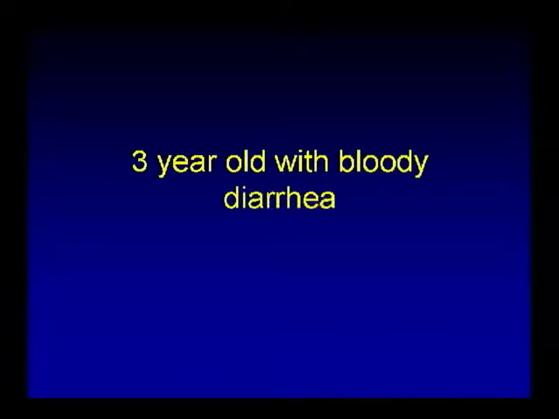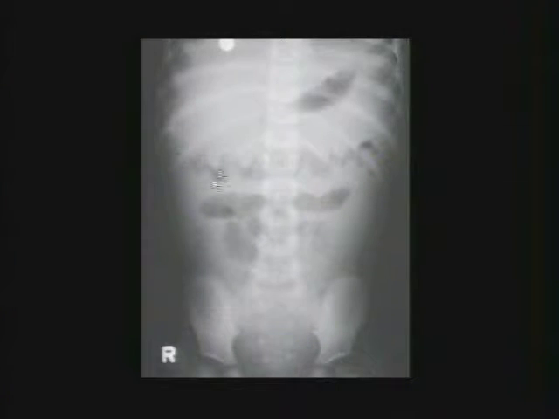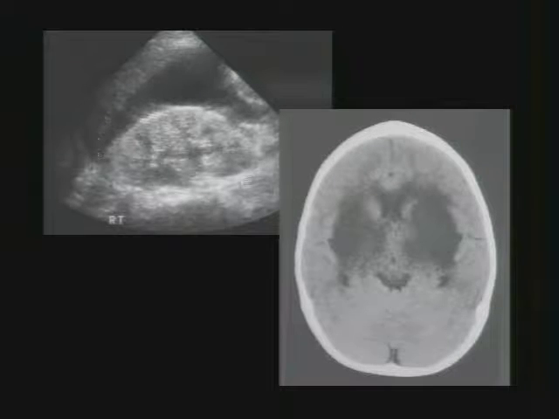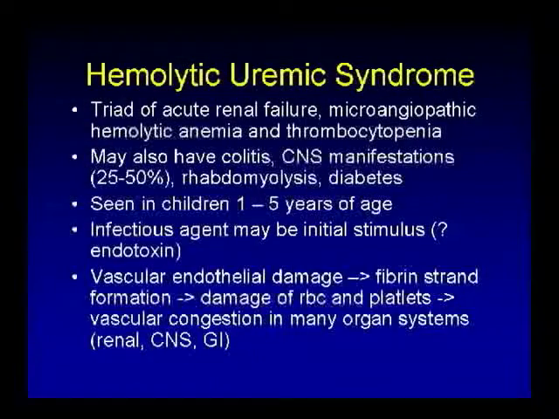Next case is a 3-year-old with bloody diarrhea, and you can see a beautiful example of thumb printing along the transverse colon, so submucosal hemorrhage or edema. The same patient had hyperechoic kidneys, ascites, and very severe hypodensity due to basal ganglia infarction. The child ended up dying, and this was due to hemolytic uremic syndrome, which is the triad of acute renal failure, microangiopathic hemolytic anemia, and thrombocytopenia.